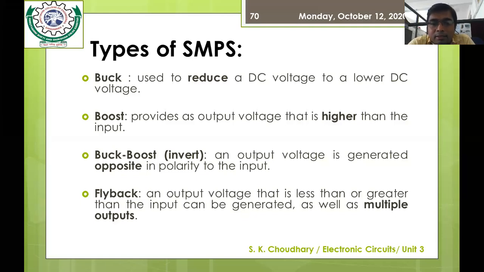Then the third one is the buck boost converter or regulator. It is also called an inverting regulator because an output voltage is generated that is opposite in polarity to the input. And the fourth one is shown here, the flyback converter. In this case, an output voltage would be generated that is less than or greater than the input, because it would have multiple outputs. We will see later on when we discuss it in detail.